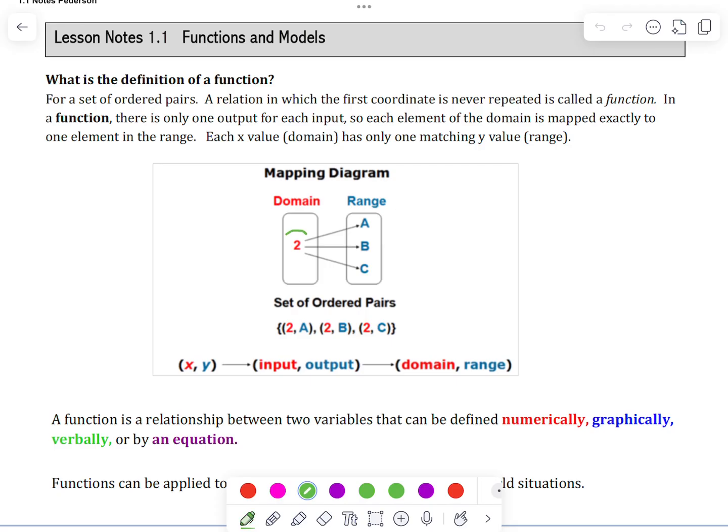So you'll see here is 2, and it maps to A, B, and C. And we have our ordered pairs, and we go input to output, domain, and range. And these are how we list those ordered pairs. 2 maps to A, 2 maps to B, 2 maps to C.